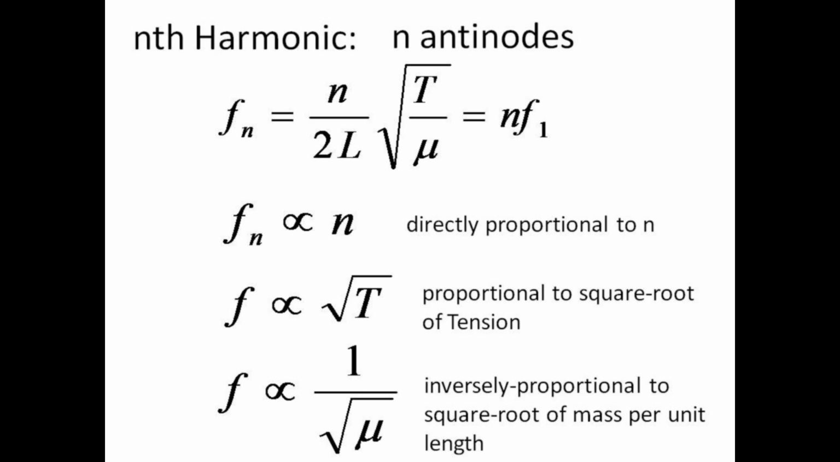The frequency of vibration of a string will thus be directly proportional to the harmonic number n, proportional to the square root of the tension in the string, and inversely proportional to the square root of the mass per unit length, mu. It will also be inversely proportional to the length, L. In practice, you can increase the pitch of a vibrating string by increasing the tension, shortening the length, or exchanging the string for a lighter string.